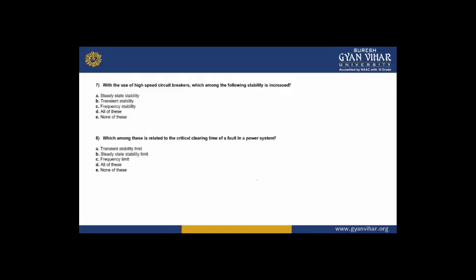Next is, with the use of high speed circuit breakers, which among the following stability is increased? Yes, with the use of high speed circuit breakers, the transient stability is increased. Remember this thing. Which among these is related to the critical clearing time of the fault in the power system? Yes, tell me. It is your transient stability limit.